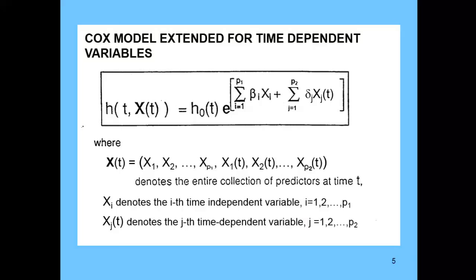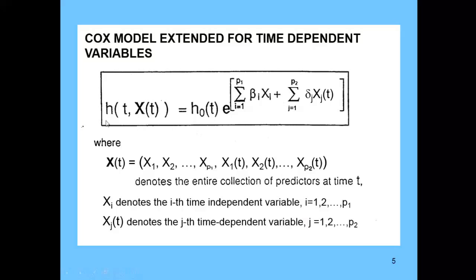Now, you notice it's written as h of t. Previously, when I talked about the Cox proportional hazards model, it was h(t, X), but it was X without a t, because in the proportional hazards model, all the X's were considered time independent. But if you're going to allow time-dependent variables in the model, then you want to allow X with a t in there. So some of the variables in the model are going to be time dependent. So here's the model.